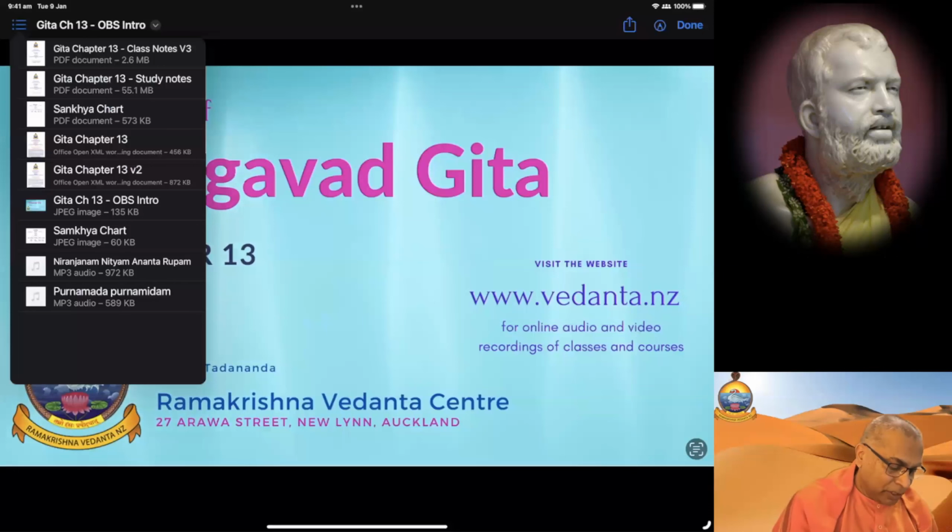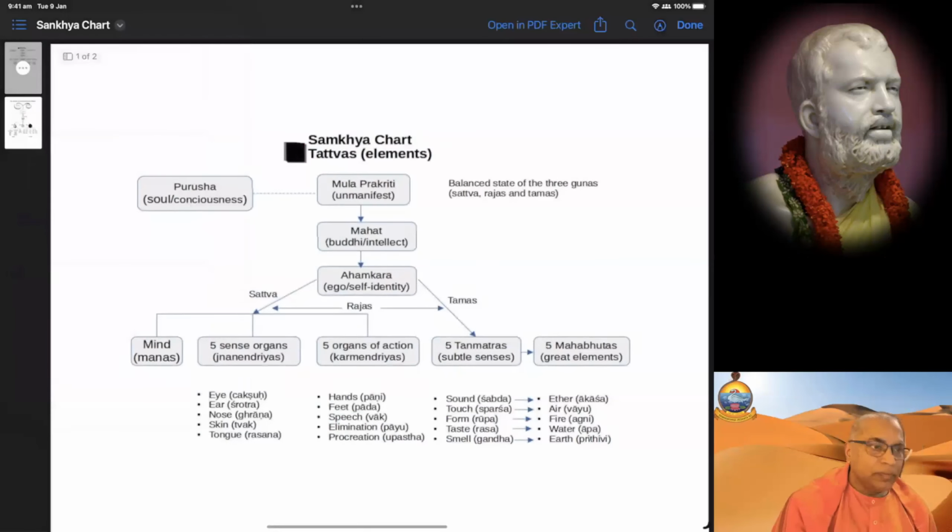I have drawn up a little chart. Okay, so this is a chart, the Sankhya philosophy. Sankhya means counting, number. It also means knowledge, knowledge of reality. How we classify the various ideas.